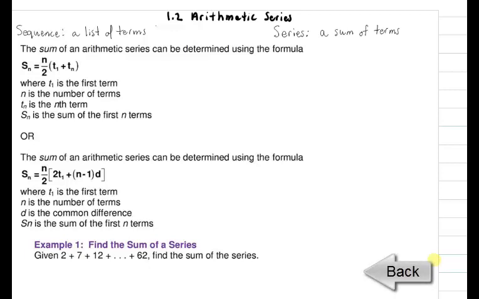Alright, so we're going to take a look at Arithmetic Series, which is section 1.2 in your textbook. And before we get into discussing the formulas, just a reminder that a sequence is a list of terms. So for example, you might have 2, 5, 8, 11, ... Okay, so it's a list. We show a list by putting commas between our numbers.